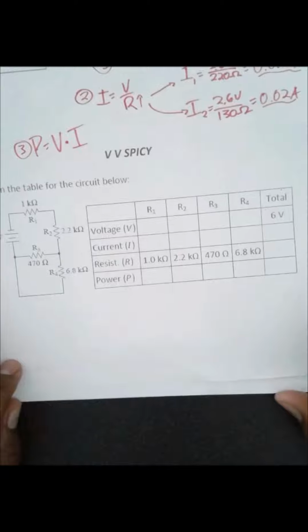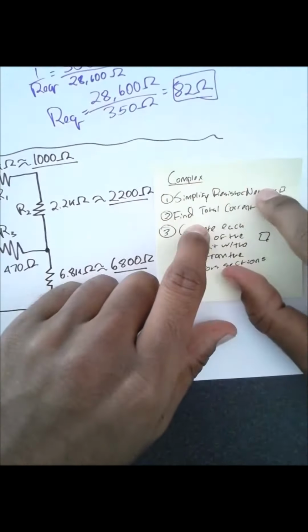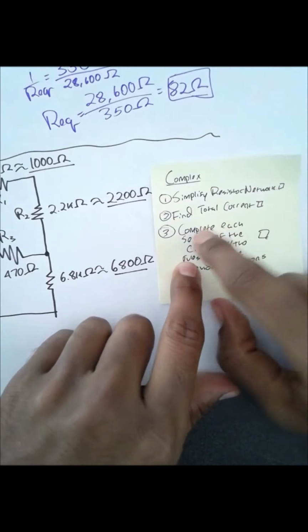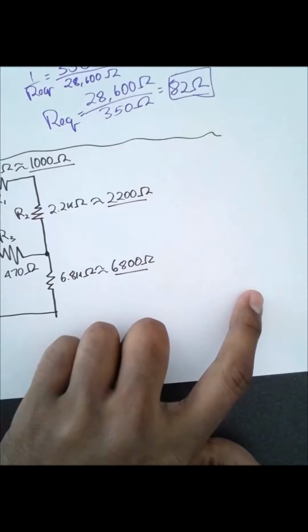Let's do VV spicy and call it a day. I'm going to approach VV spicy in the same way I approached the previous problem. We have to go back and simplify the resistor network, then find the total current, and then complete each section of the circuit with the two rules from the previous section, like adding resistors in series and parallel.